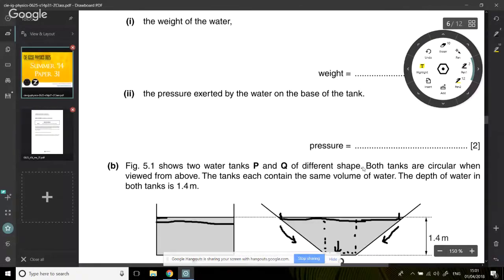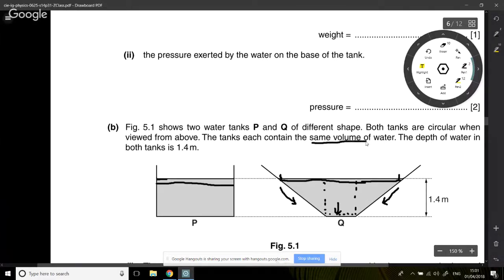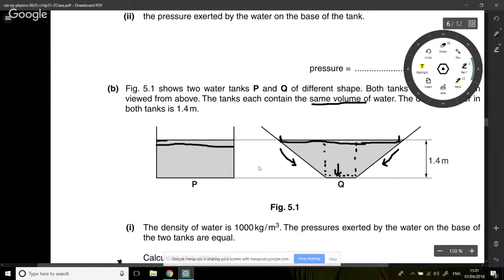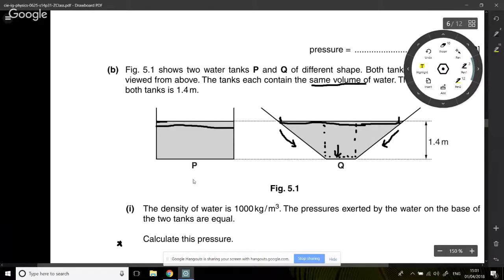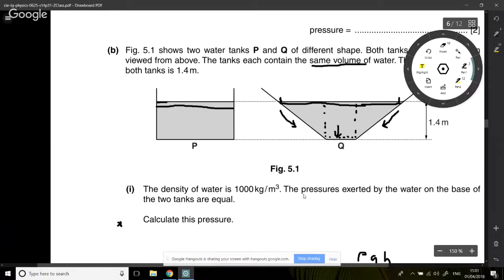So at the bottom here, for question B of this, we've got these two tanks. They have different shapes, but they have the same volume and the same depth of water in both tanks. So these are the same heights. First, they want you to calculate the density of the water and the pressure exerted by the water on the base of the two tanks.